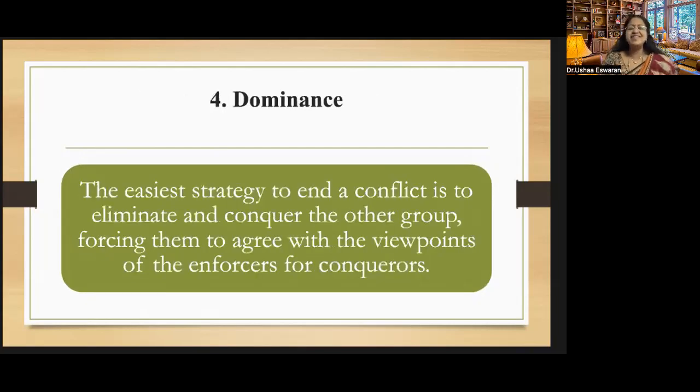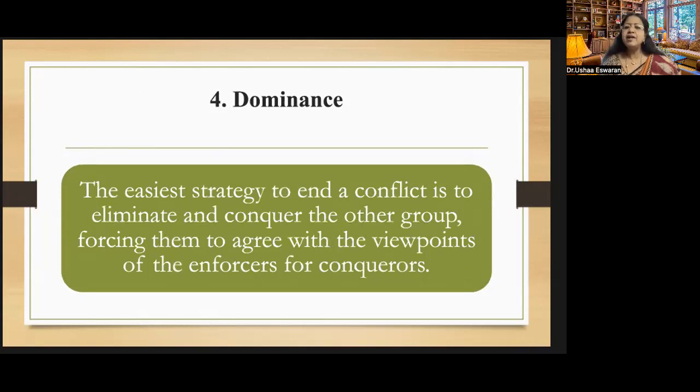Next is dominance. So the easiest strategy to end a conflict is to eliminate and conquer the other group. So how do you do that? Forcing them to agree with the viewpoints of the enforcers or the conquerors. So what happens is you take over and make sure that they listen to you or they come with you.